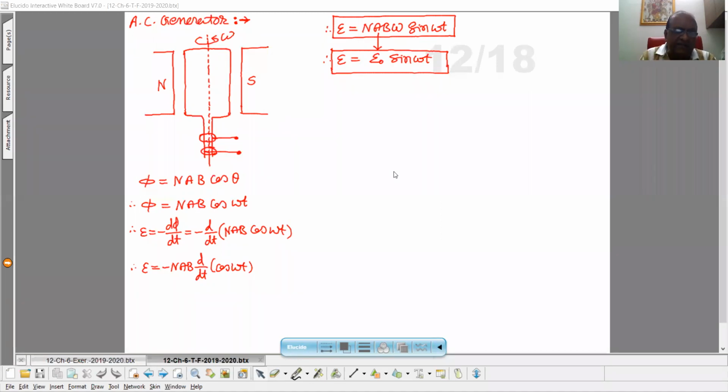So at T/4 time, it will be maximum. At T/2, 0. At 3T/4, it will be again maximum, but it will be negative. And again at time T, it will be 0. So in this pattern, the EMF will be induced across two terminals of the coil. Clear to all of you? Any doubt in this one?